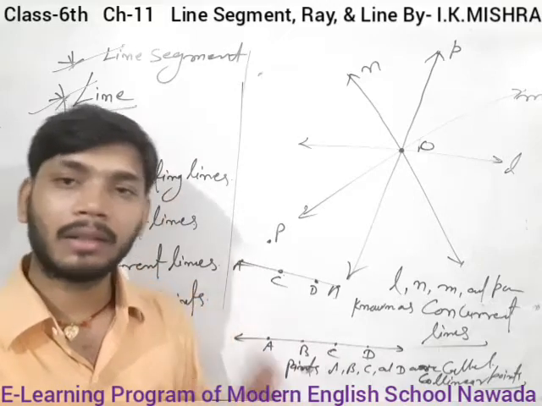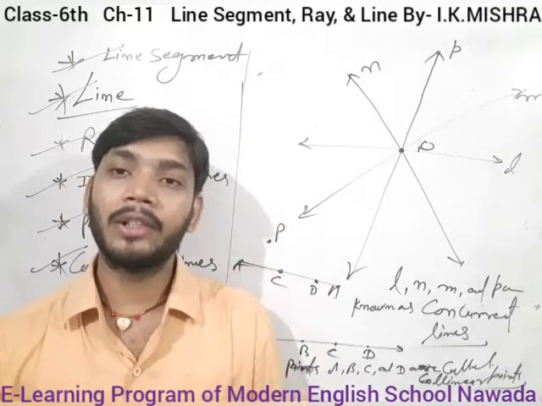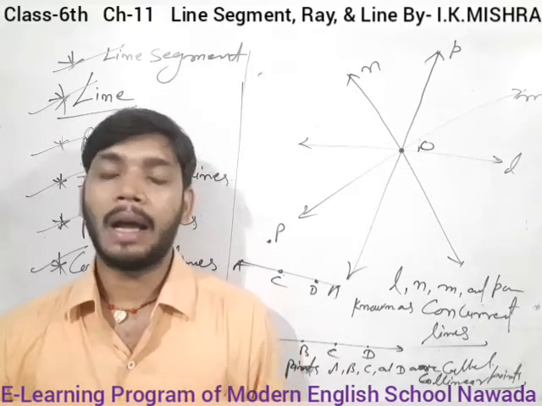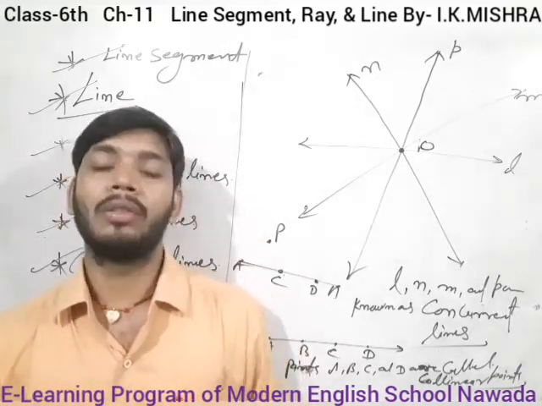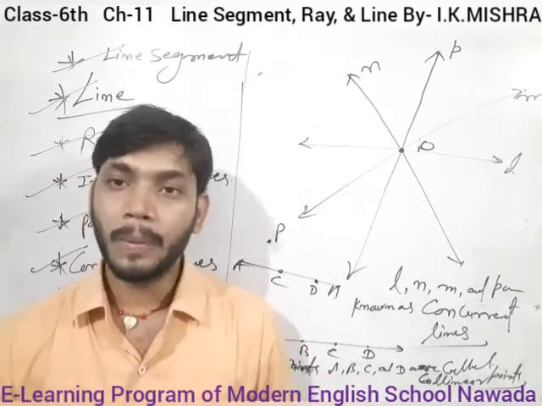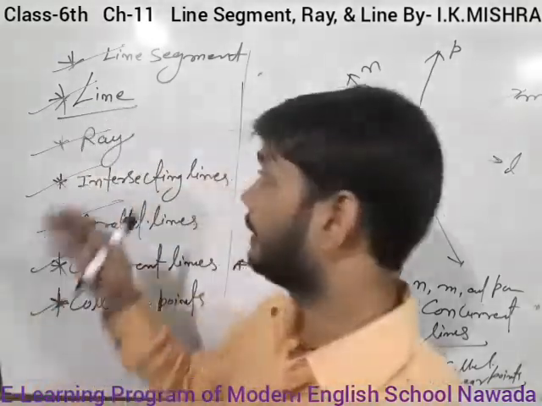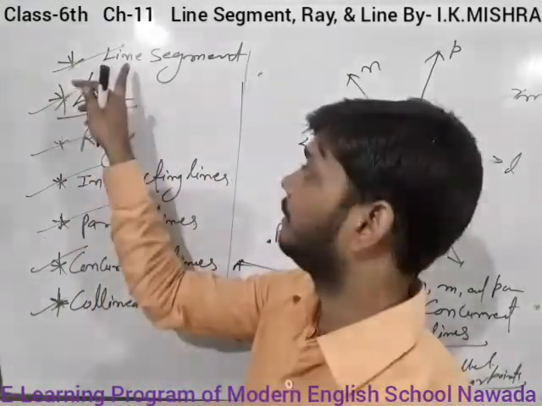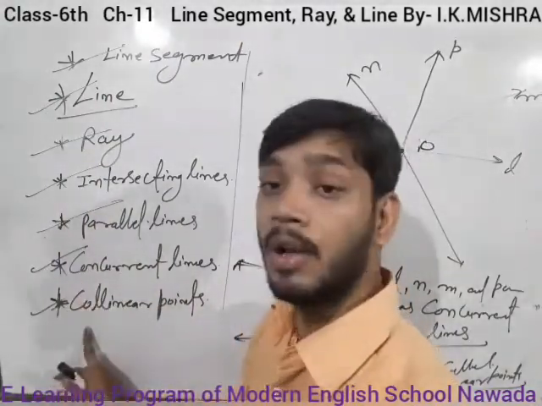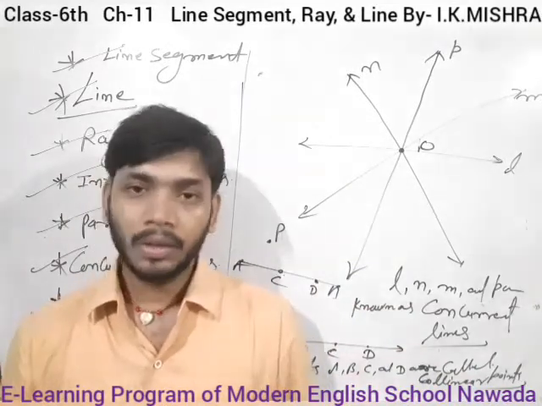Students, in this class I discussed all the main terms related to lines, ray and points. I give you homework to write down all of these defined terms in your notebook and send your homework to me. In this video I discussed mainly line segment, line, ray, intersecting lines, parallel lines, concurrent lines and collinear points. Students, I think you will complete all of the terms.